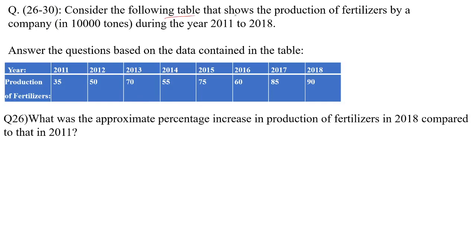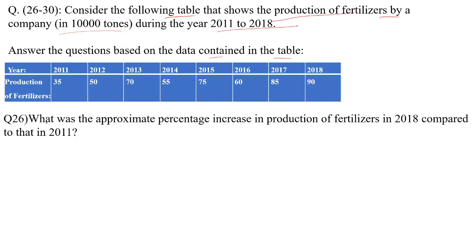Next, we will discuss question number 26 to 30. Consider the following table that shows the production of fertilizers by a company in 10,000 tons during the year 2011 to 2018. Answer the questions based on the data contained in the table. Years 2011 to 2018 are given and the productions of fertilizers are given, okay, in tons. These values are in tons, correct, in 10,000 tons.